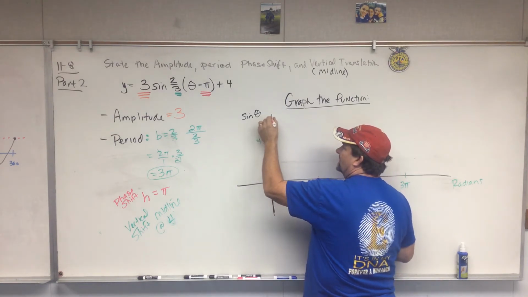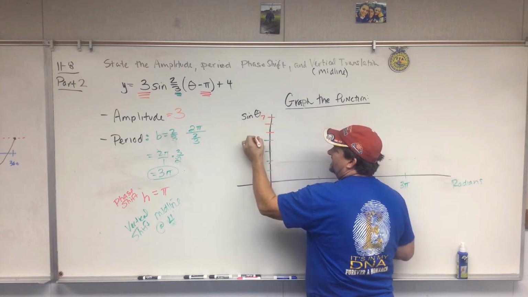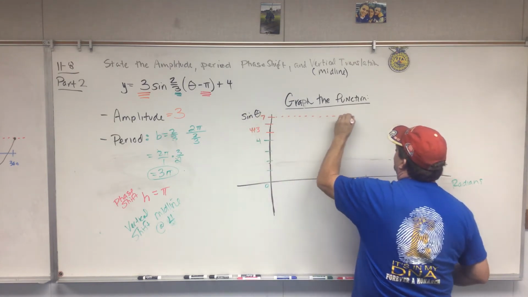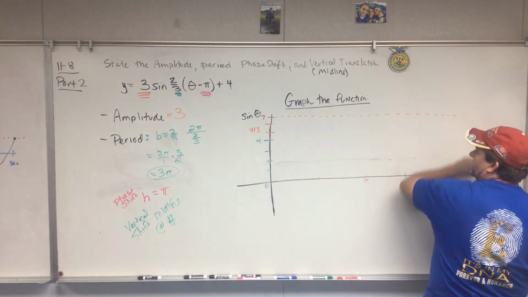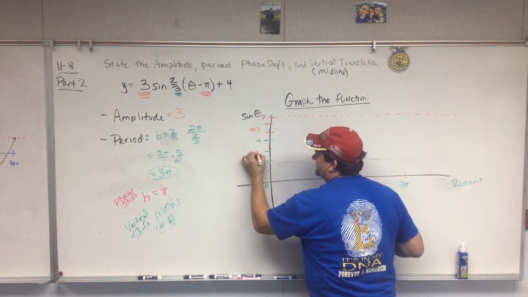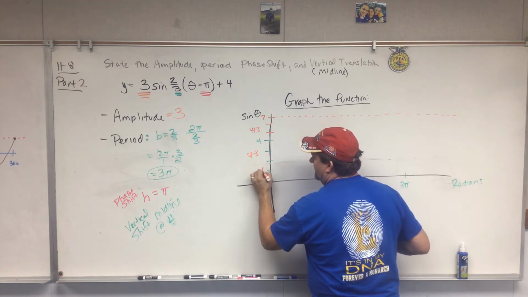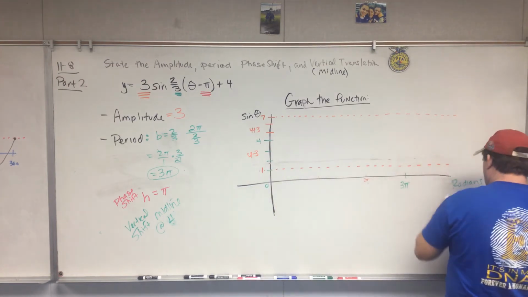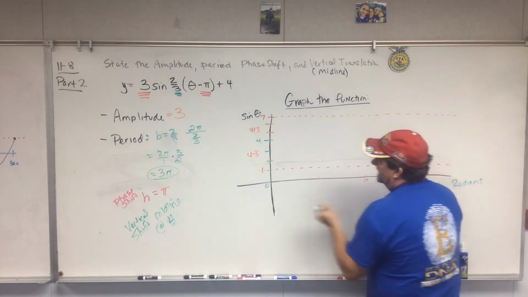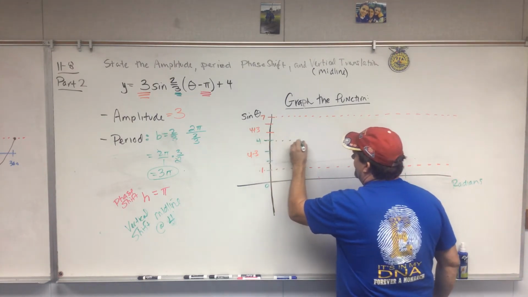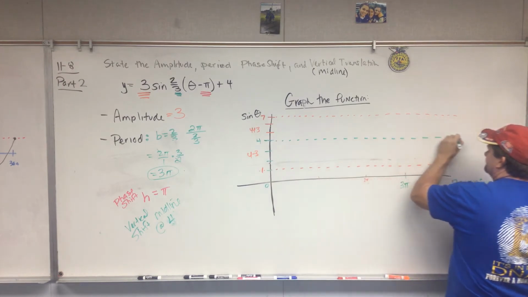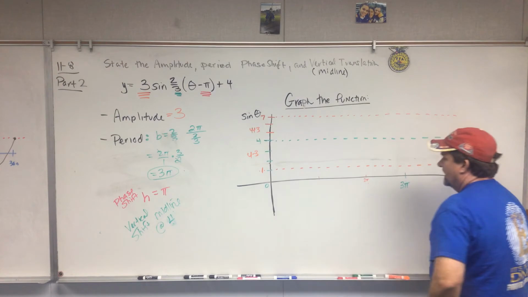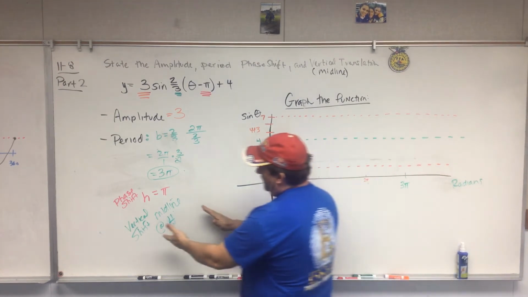1, 2, 3. So at 7, 4 plus 3 gives me my maximum line. Then I'm going to do 4 minus 3. That's going to give me my minimum line. Now my midline is right here. There's my amplitude, 3 up, 3 down. Now all I have to do is figure out where my points are.